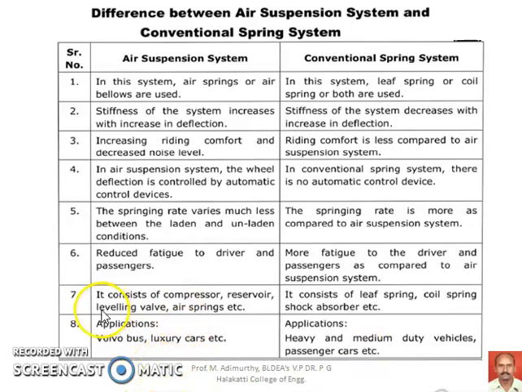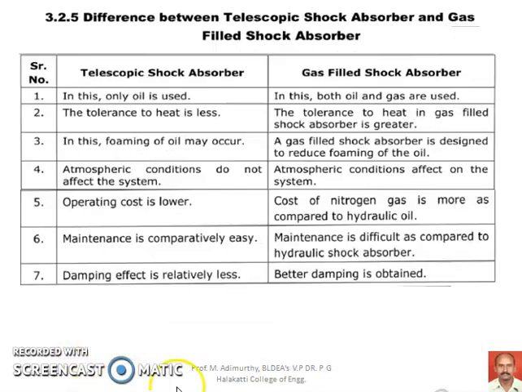So, these are the comprehensive list of the differences between the air suspension system and conventional spring system. Now let us have a comparison of regular telescopic shock absorber and a gas-filled shock absorber. In the earlier sessions, we compared the construction and working principle of both shock absorbers. With that knowledge, we can have the comparison of these two.